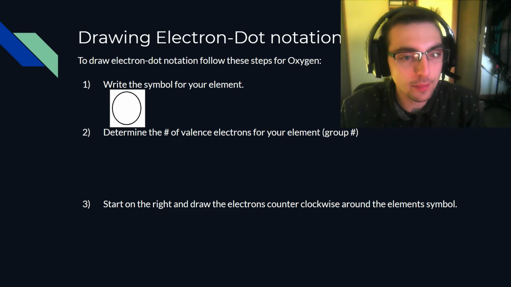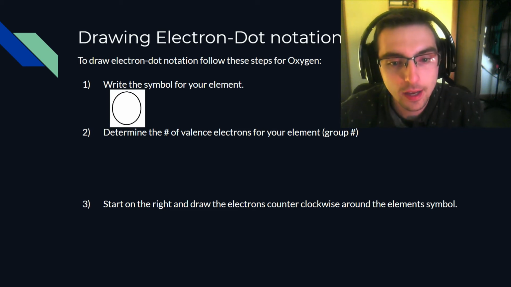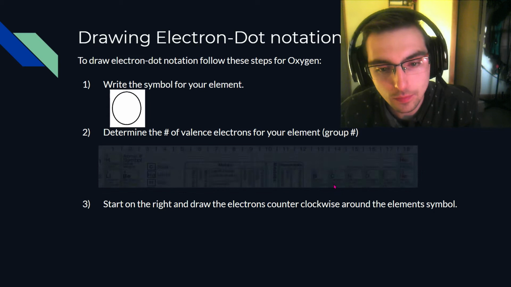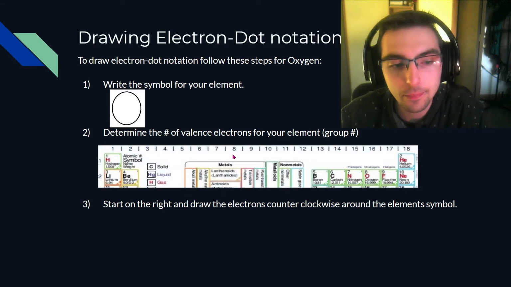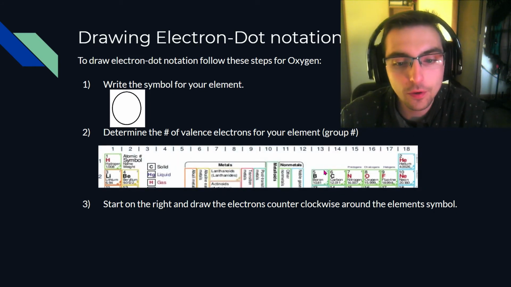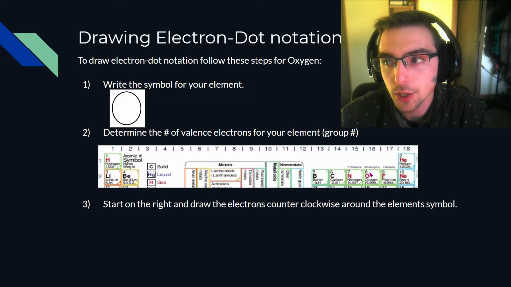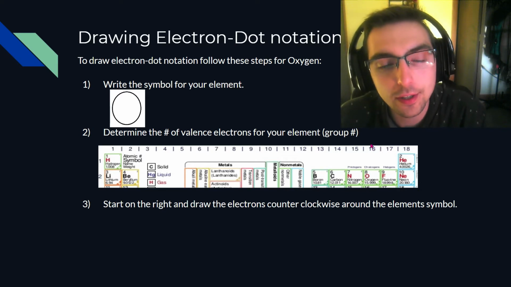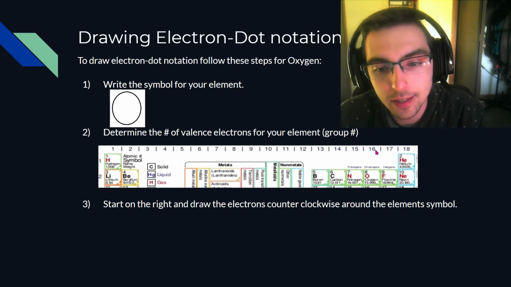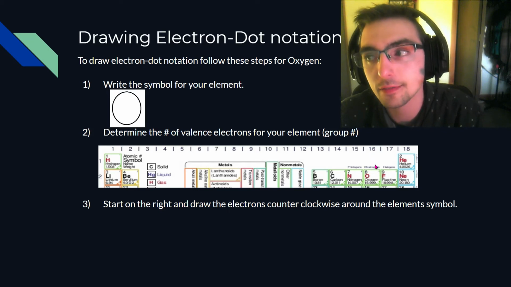We're then going to determine the number of valence electrons that it has by its group number. Again, we're going to look at your periodic table, and we're going to count over to oxygen, which is 1, 2, 3, 4, 5, and 6. So there's going to be 6 valence electrons, or we can just look at the group number here and know that 16 is its group number, so it's going to have 6 valence electrons.